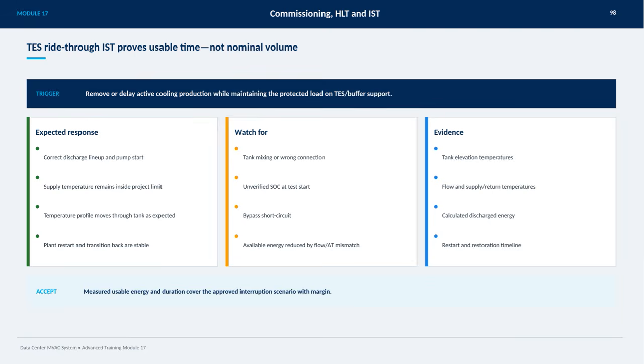Starting the test with an unverified state of charge can impact results, and bypass short circuits or flow and temperature mismatches can reduce available energy. We gather evidence by monitoring tank elevation temperatures, flow rates, supply and return temperatures, calculated discharged energy, and the timeline for restart and restoration. The test is considered acceptable if the measured usable energy and duration cover the approved interruption scenario with some margin, ensuring reliable performance under these conditions.